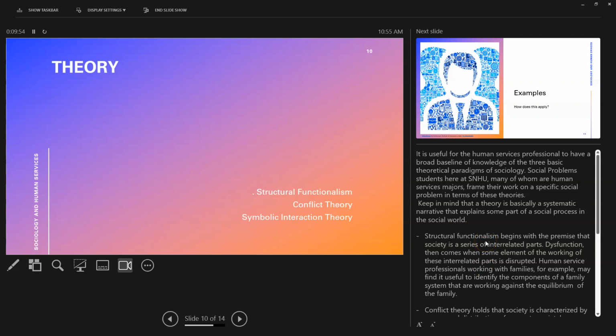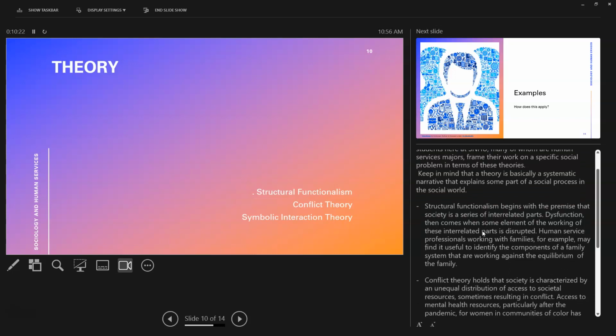It is also useful for the human services professional to have a broad baseline of knowledge of the three basic theoretical paradigms of sociology. Social problem students here at SNHU, many of whom are human service majors, frame their work on a specific social problem in terms of these theories. Keep in mind that a theory is basically a systematic narrative that explains some part of a social process in the social world.